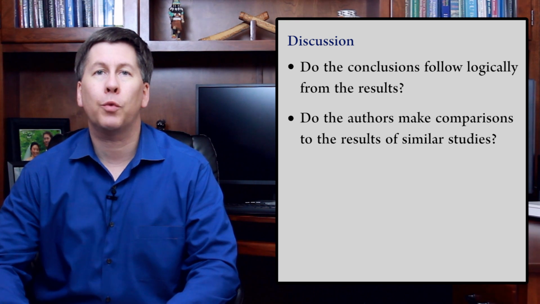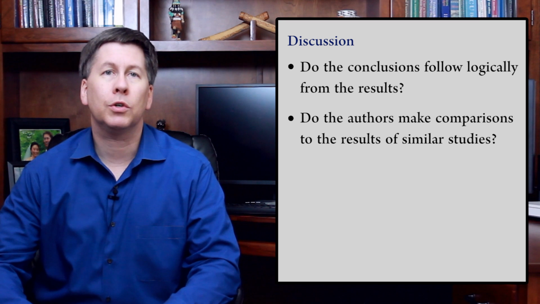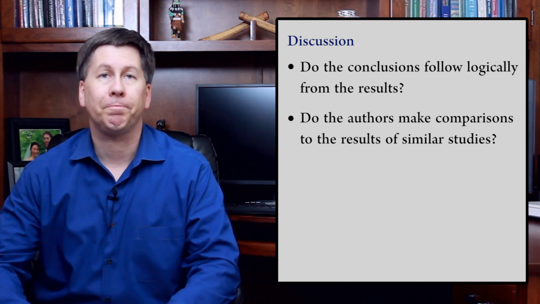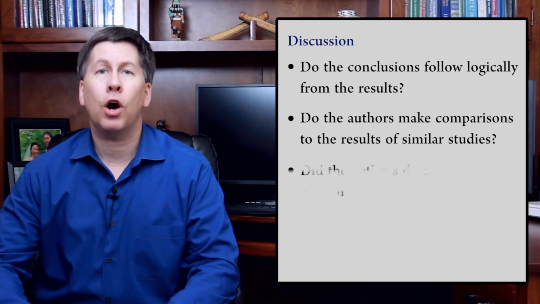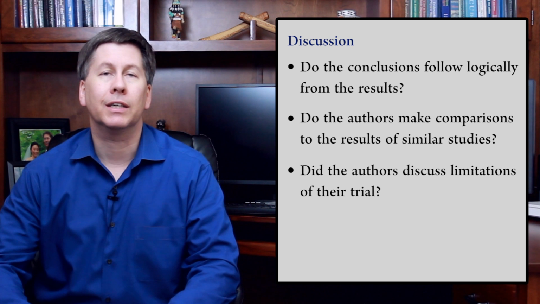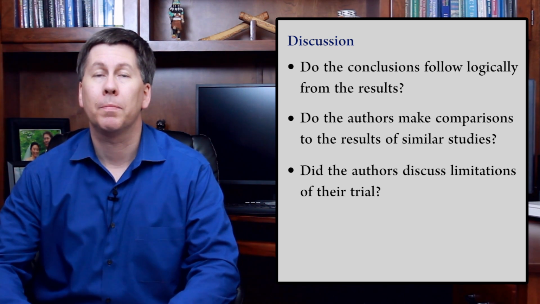For example, you want to know whether the results of this specific trial are consistent with the results of prior trials that ask the same or a similar question. And last, did the authors discuss limitations of their trial, which is another way of asking, did the authors identify sources of potential systematic bias?